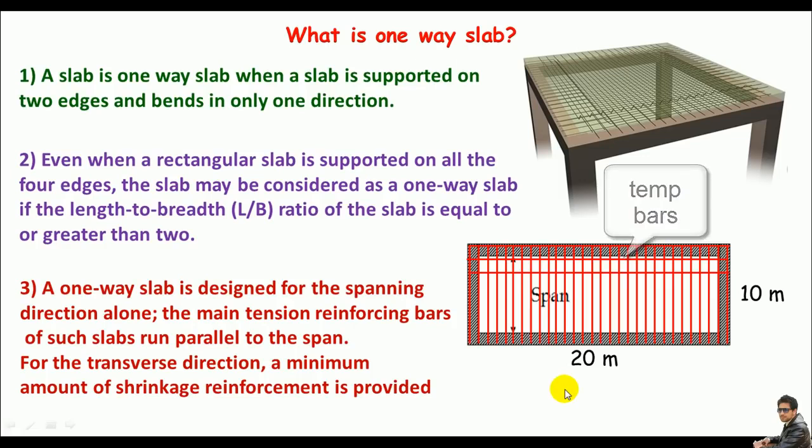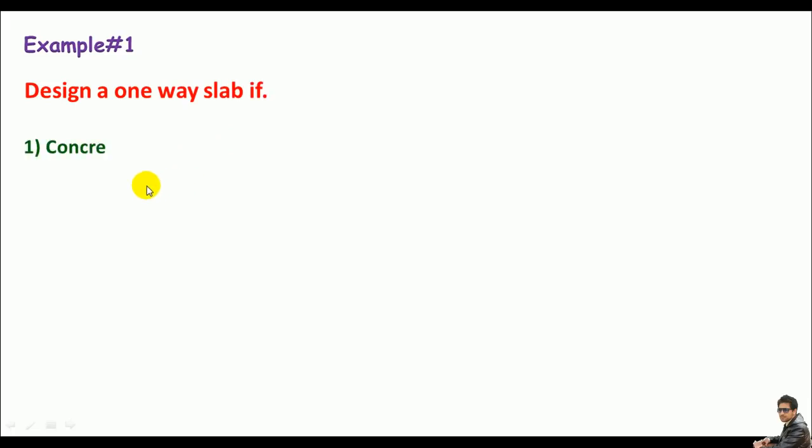So up to here, you have learned the definition of a one-way slab. Now let's go for design, okay? And of course, I'll give a solution to an example. Here we have an example. This is example 1. We are asked to design a one-way slab if the concrete strength f'c is 4 ksi. The steel grade or fy is 60 ksi.